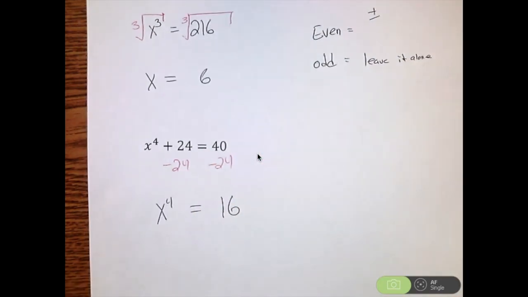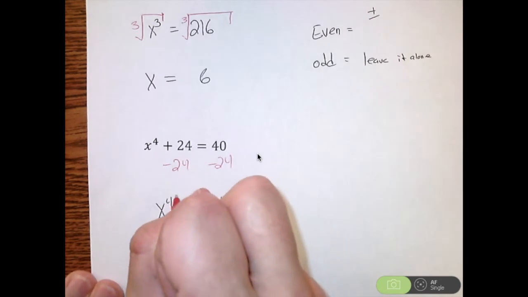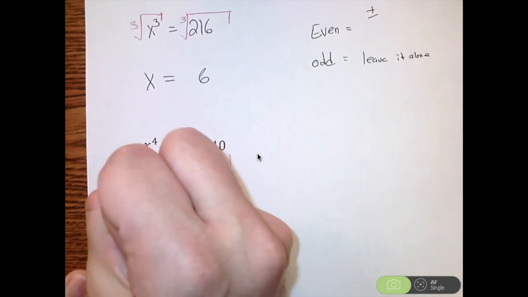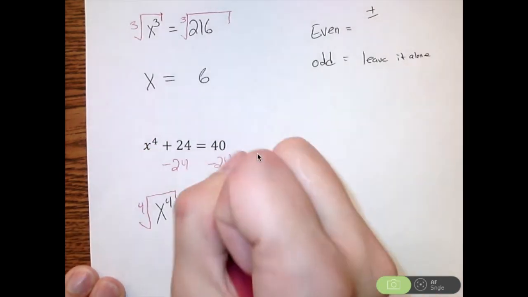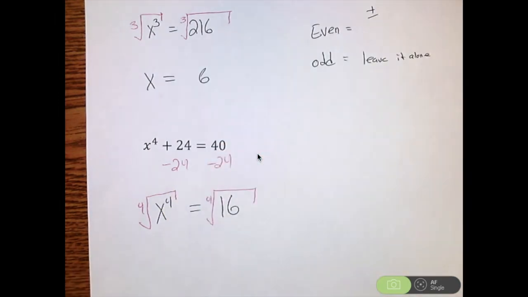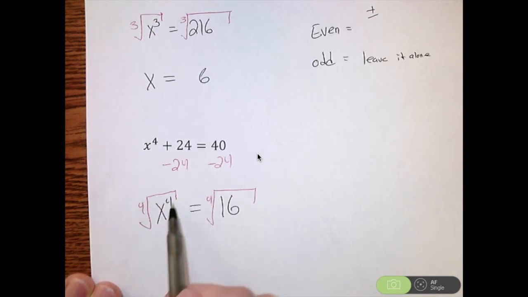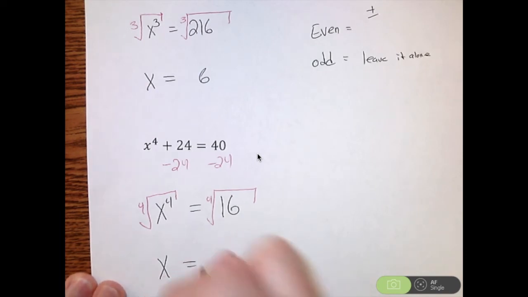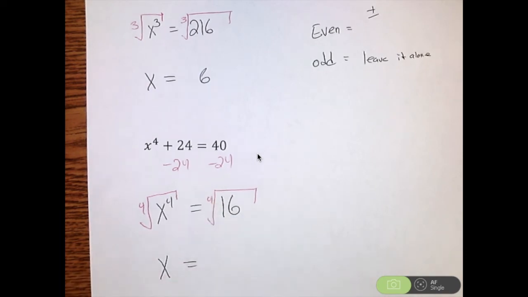Next thing I need to do is I would really like to get rid of that x to the 4th power. The opposite of taking something to the 4th power is taking the 4th root. So if I do it to one side, I have to do it to the other. When you have something to the 4th power and take the 4th root of it, those are inverse operations, so we're just going to be left with x there. On the right side, we have the 4th root of 16.